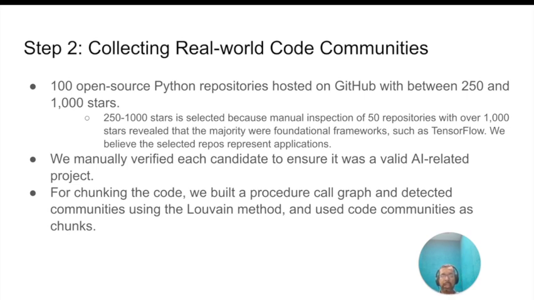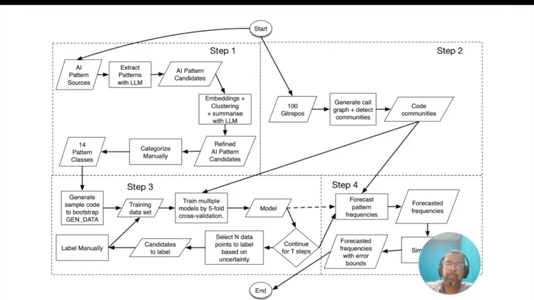So what actually happened is we ran through this full pipeline several times using different methods, but it was detecting code communities that worked. So then we came to step 4, which is where we build a model.